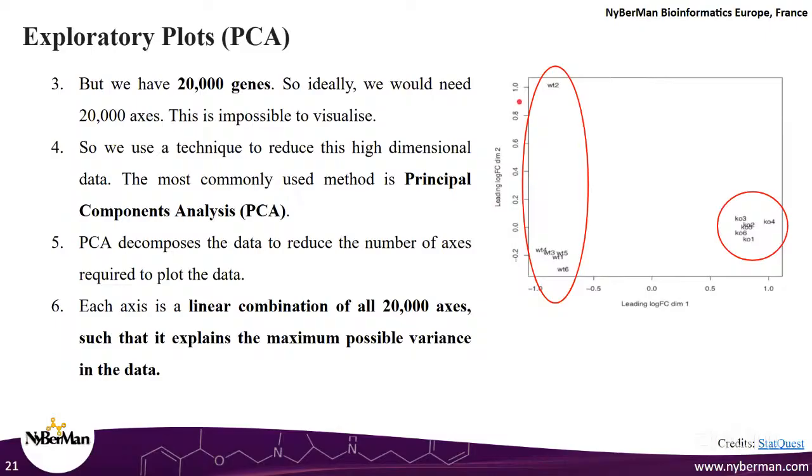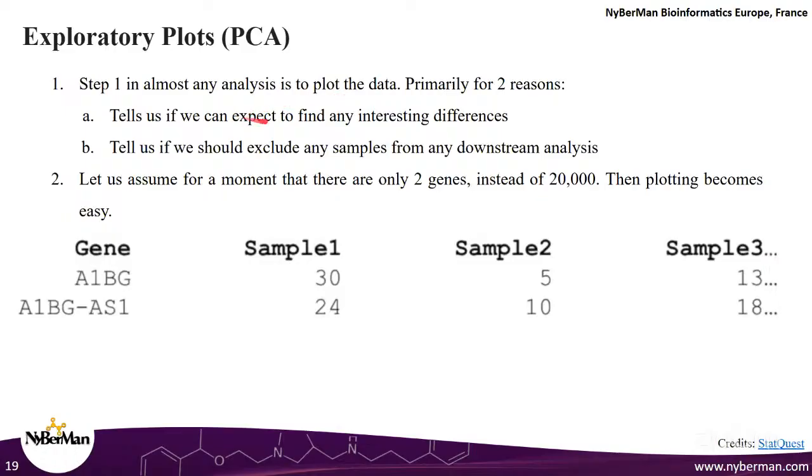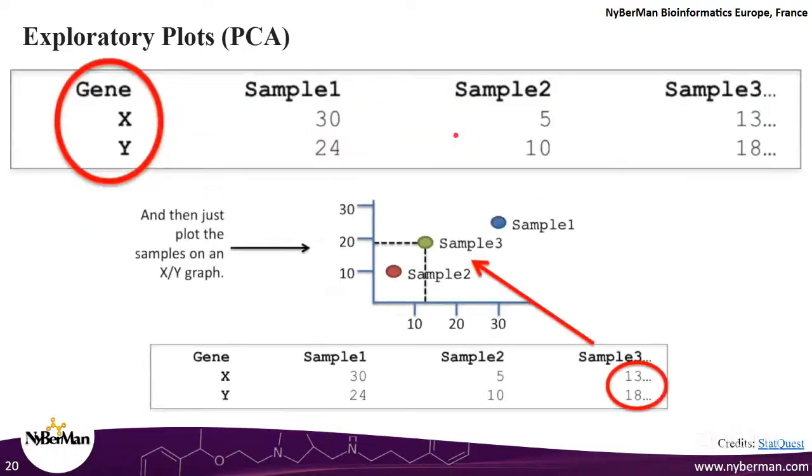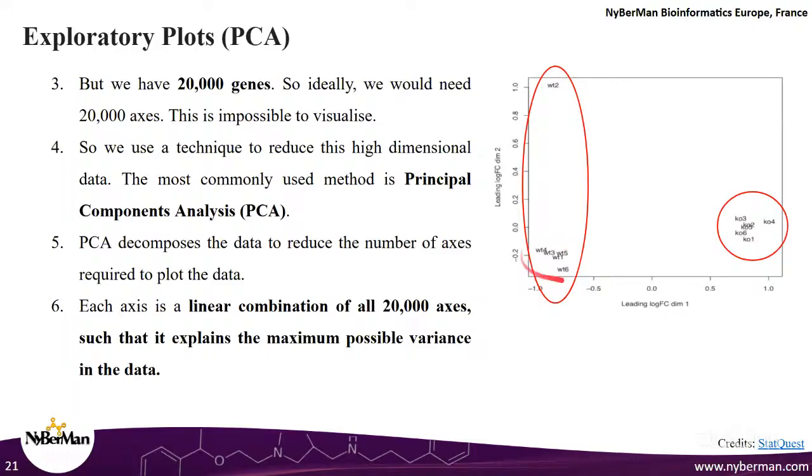The other thing that I told you PCA will tell us is whether we can expect to find any interesting differences. Here we can clearly see the wild types cluster somewhere around minus 0.75 on the x-axis, while the knockout types cluster somewhere around 0.75 on the x-axis, or the PC1 axis. With respect to the PC2 axis, they seem to be in about the same region, not too much of a difference. But with respect to the PC1 axis, there is a very clear difference between them. So this tells me that these are two groups which are biologically different.